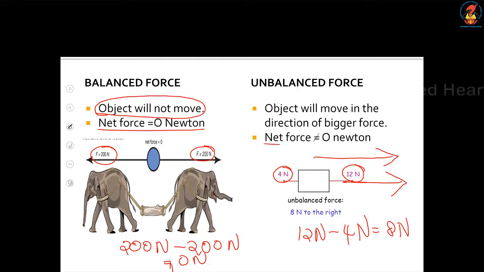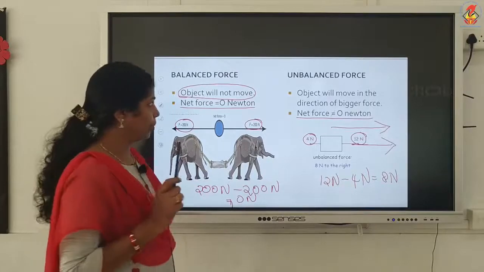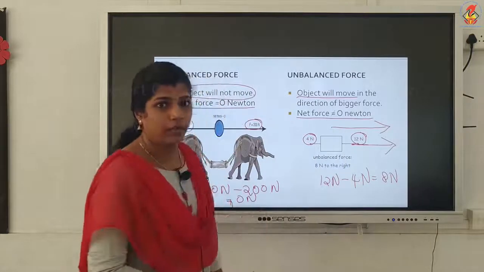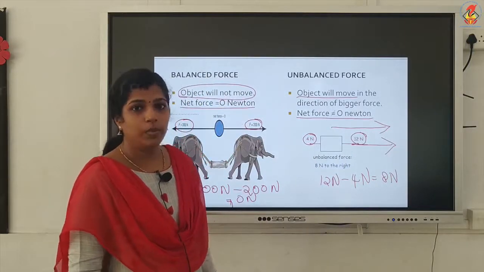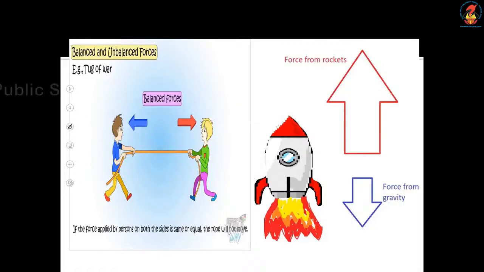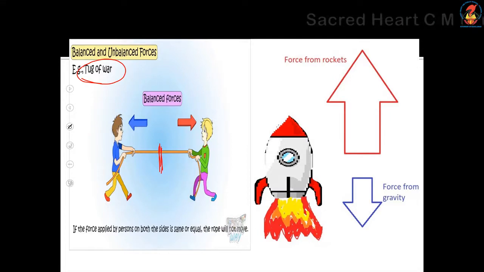Now, here net force is not equal to 0 Newton and the object will move. Then one more example is there for you. That is a tug of war competition. If balanced force is acting, then this rope will not move. Normally a ribbon will be there at the middle of that rope and the rope will not move.